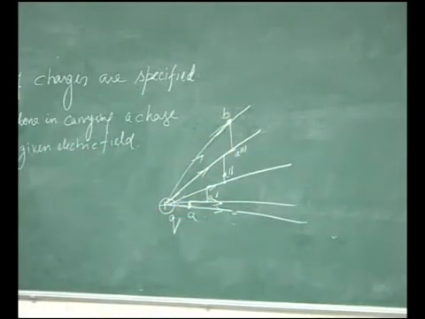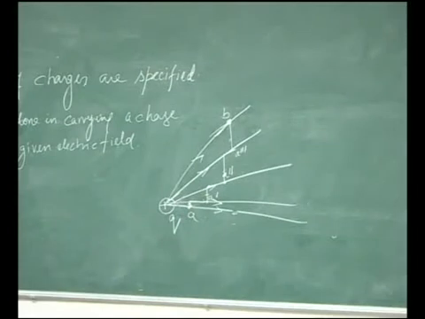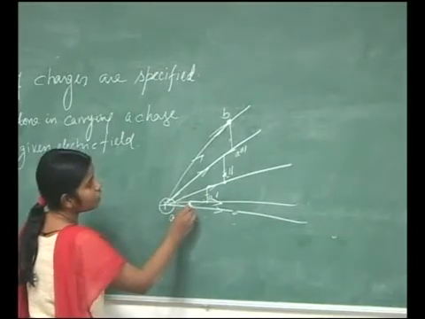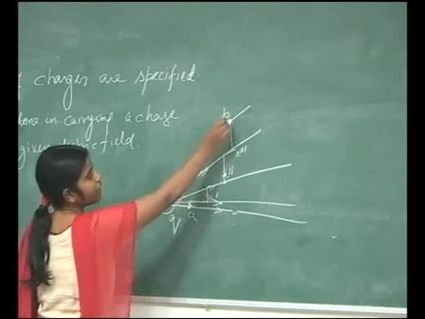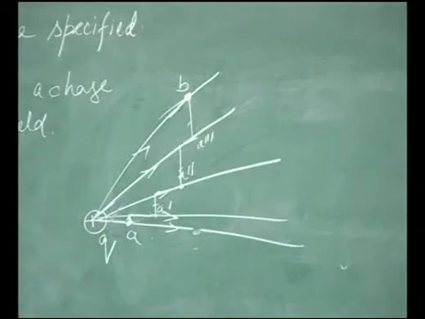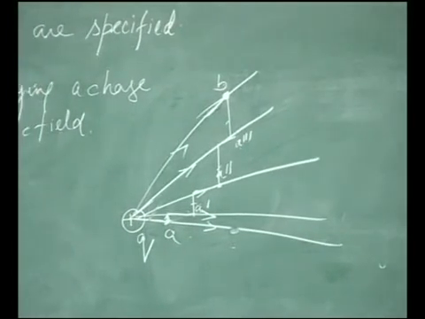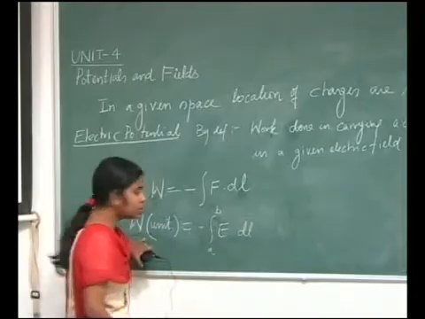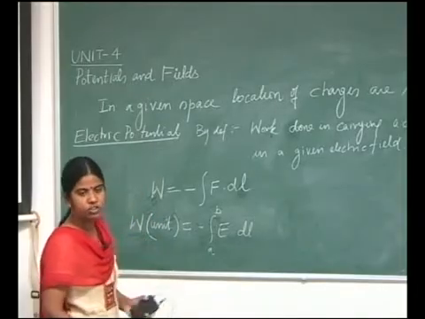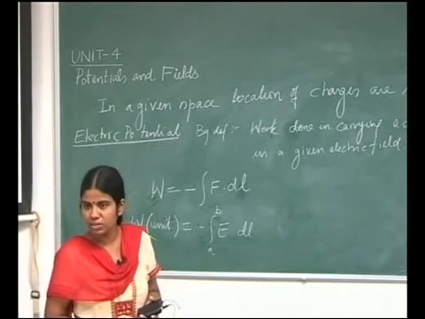Okay. So now you can see that along this path work done is 0. So actually my work is only dependent on this point and this point. It is independent of path. So we are only concerned about the end points. Okay. So I can say that work done is actually difference of two numbers. It's just the difference of two numbers, isn't it?